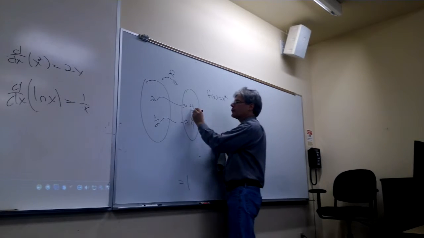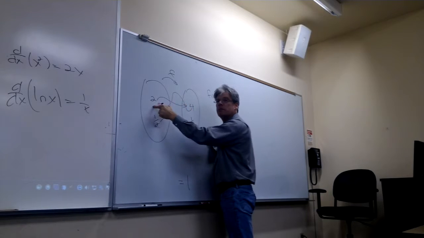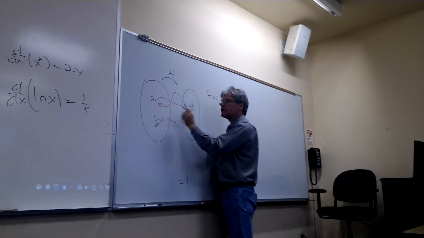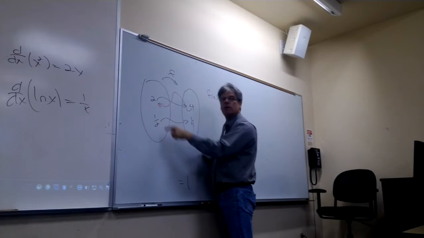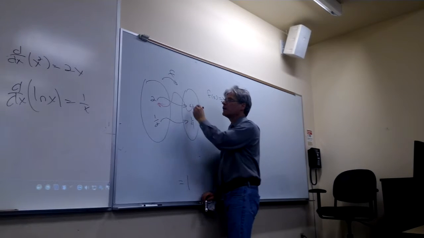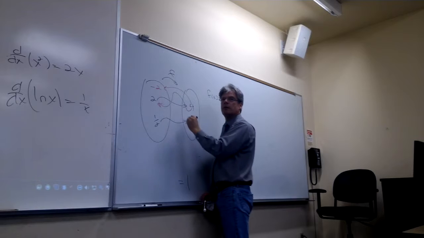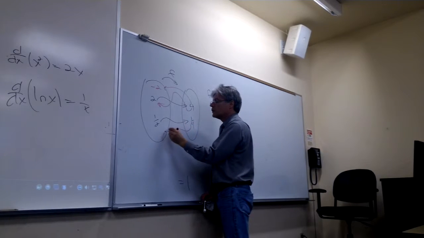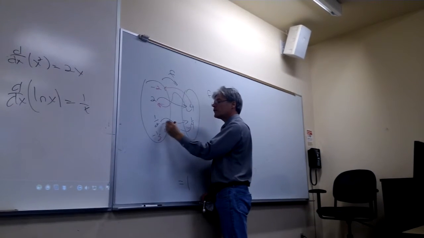And so if I were to reverse the process, take the square root of 4, I get 2. Take the square root of 4, I get plus or minus 2. When I reverse these arrows, I get choices. When I reverse this arrow, I get choices. Do you guys see my point?